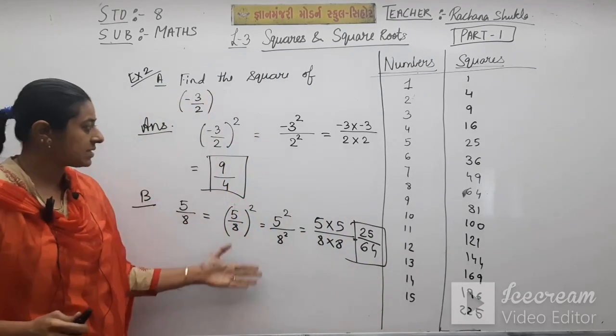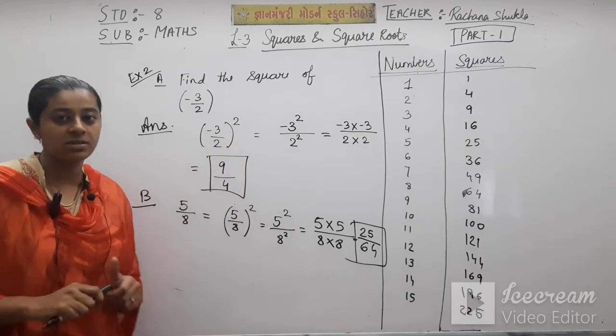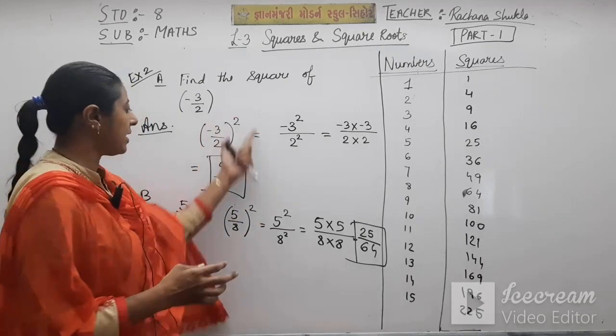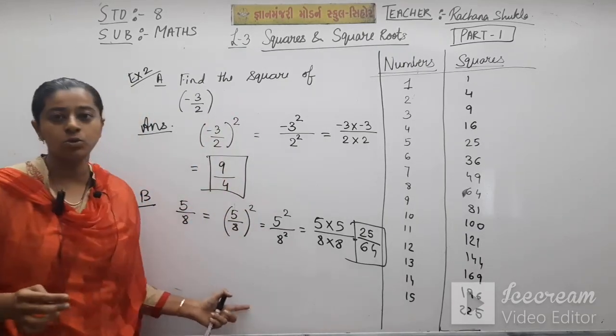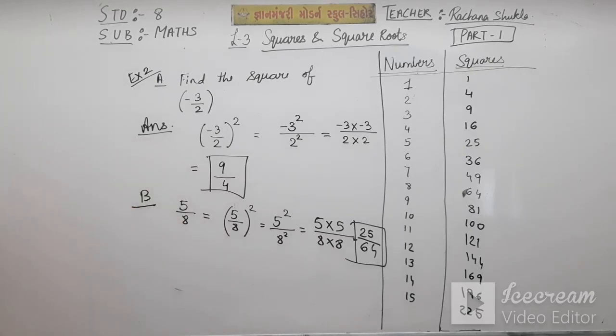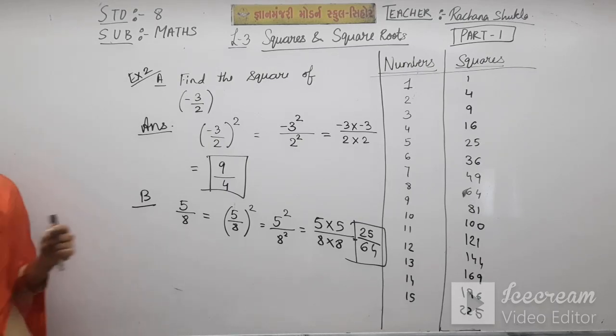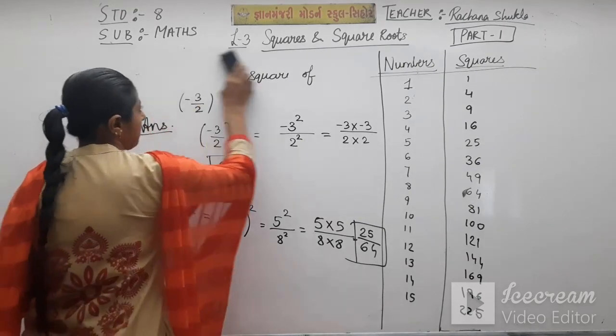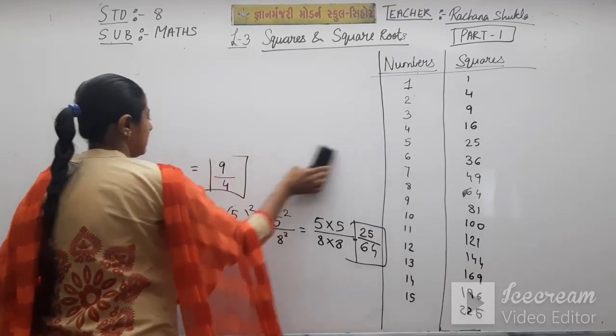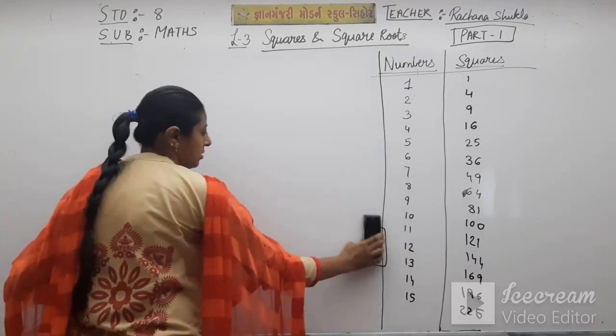So, note down these sums. These are the sums of rational numbers. Note down in your example book, example 2. Now we will solve example 3. So let's see what is there in example 3.